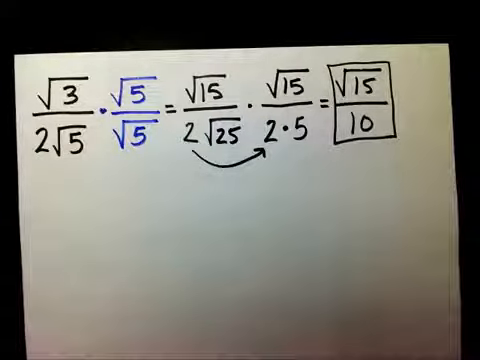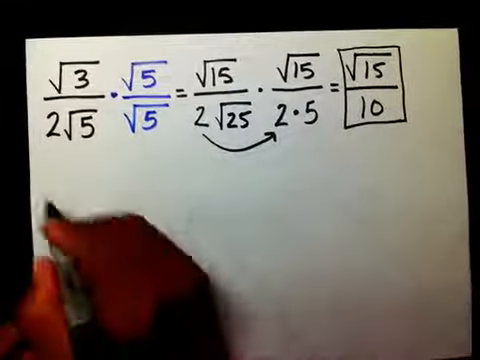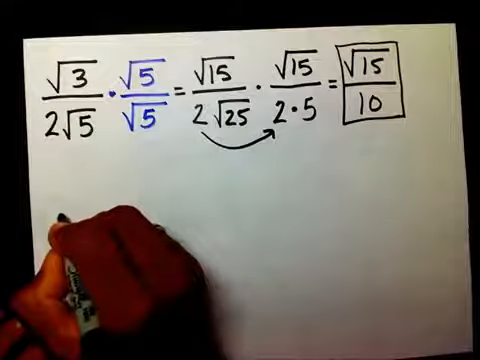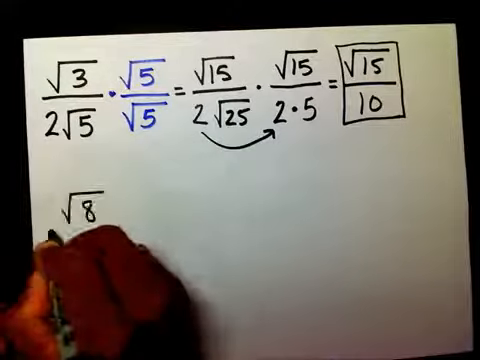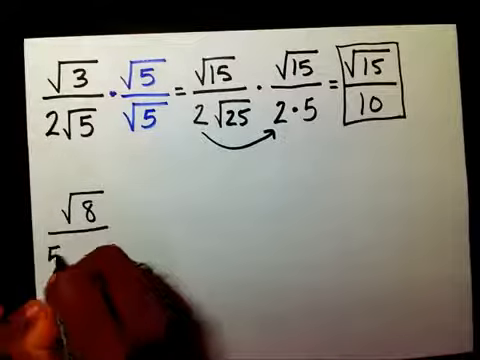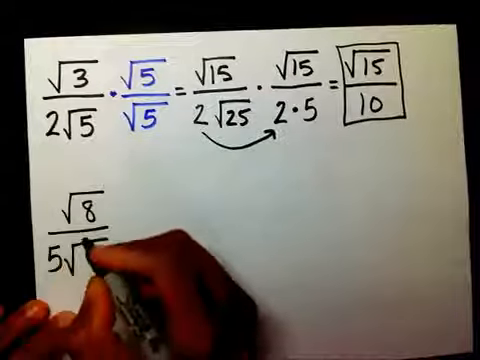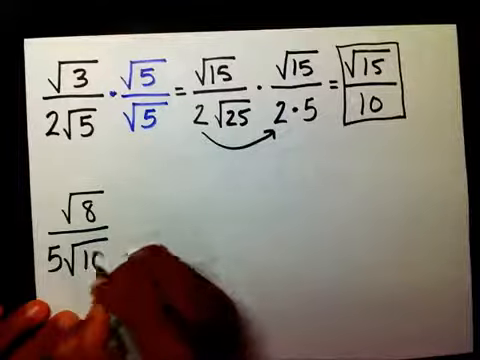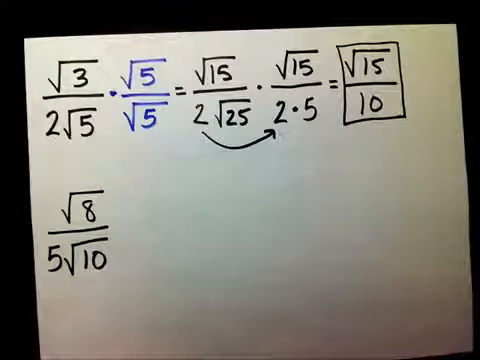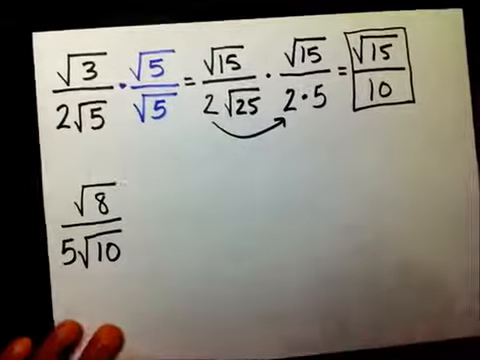Okay, I'd like for you to work one like this. Radical 8 over 5 radical 10. Okay, if you'll please freeze the video and solve that for me, please.